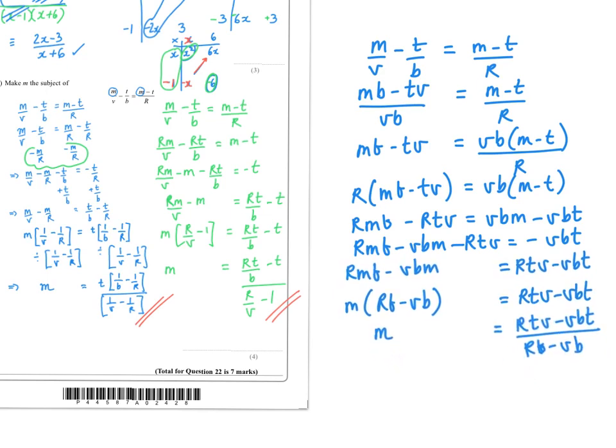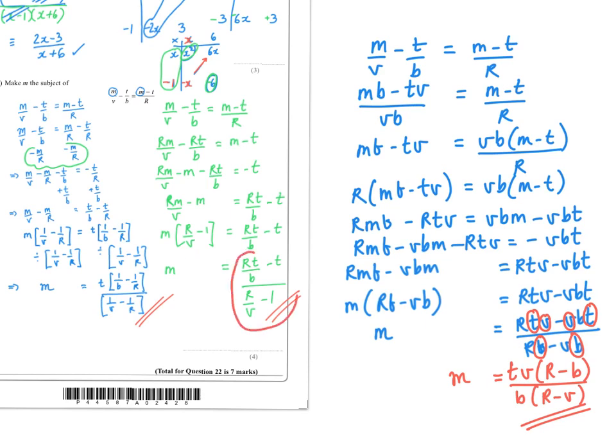What I'm going to do is I'm going to look at a common term here in the numerator. So we've got T and we've got V. So I'll take T, V out, and I'll have R minus B here. And then here I've got a B here and a B here, so I can take that out and have R minus V here. So that's probably the nicest way of dealing with it. This is exactly the same as this, as is this, but they all look remarkably different. And that's the joys of algebra.